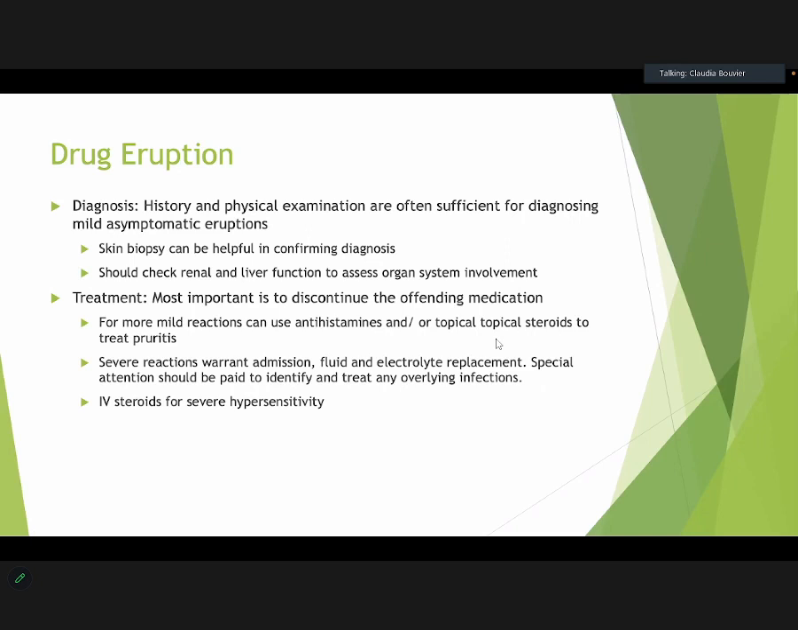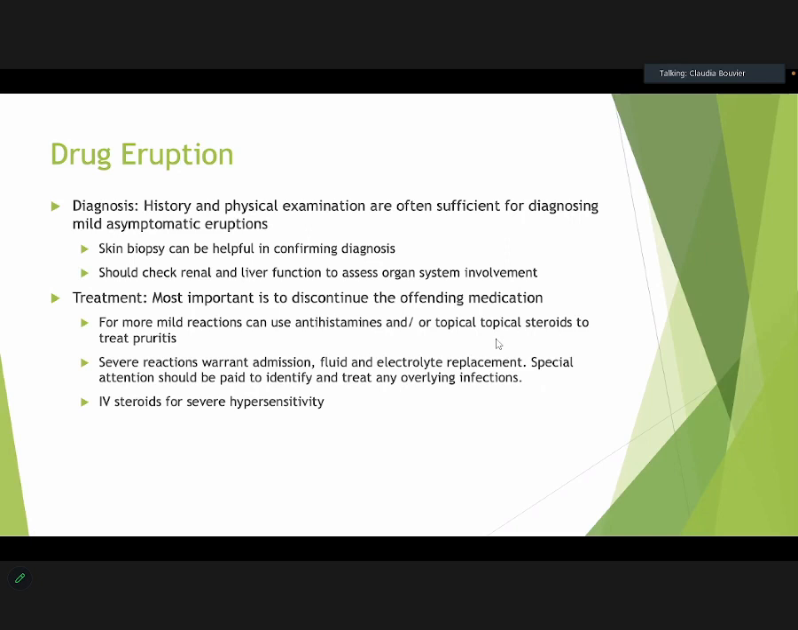If it's really extensive, somebody can't use topical steroids all over everywhere, they'd be getting too much absorption of the steroids. So if you're getting to a point where it's extensive involvement, then you can use oral steroids for these patients, and that's to treat their symptoms.